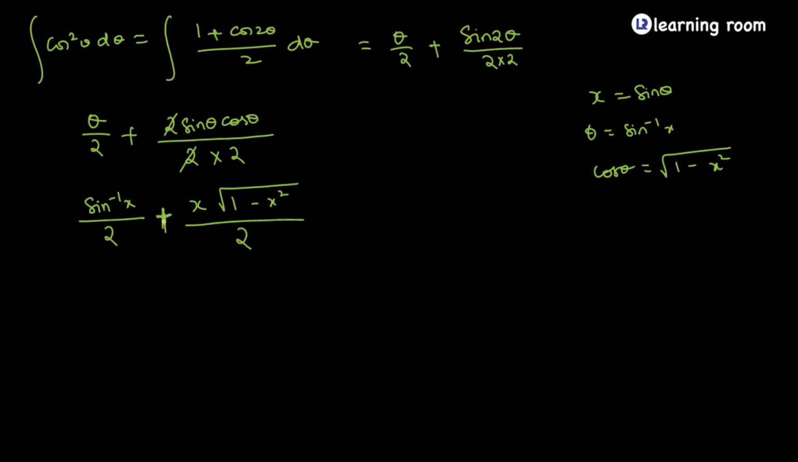Cos 2 theta has 3 formulae: cos square theta minus sin square theta, or 2 cos square theta minus 1. So substitute 2 cos square theta minus 1. So minus 1 and this plus 1 will get cancelled. What are you left out with? 2 cos square theta divided by 2. 2 and 2 will get cancelled. You're left out with cos square theta. So it is actually 1 plus cos 2 theta by 2. Am I clear with this?